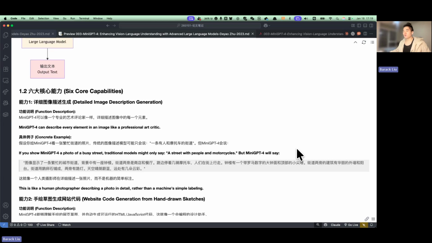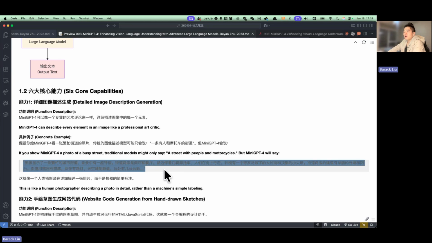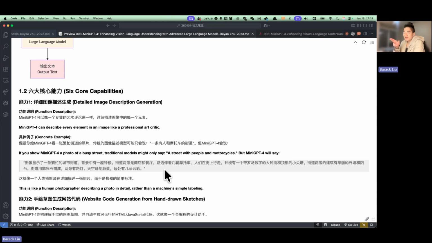If you show Mini GPT-4 a photo of a busy street, a traditional model might only see a street with people and a motorcycle. But Mini GPT-4 will say, this is almost like a professional writer, because even a lot of people, I don't think that they can write such a vivid sentence. This is like a human photographer describing a photo in detail rather than a machine's simple labeling. That's cool.